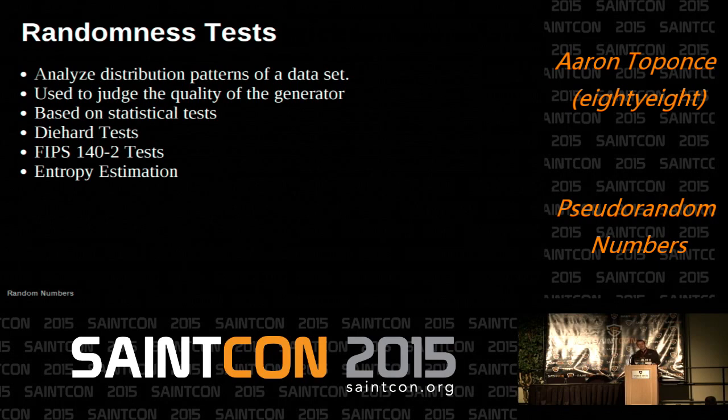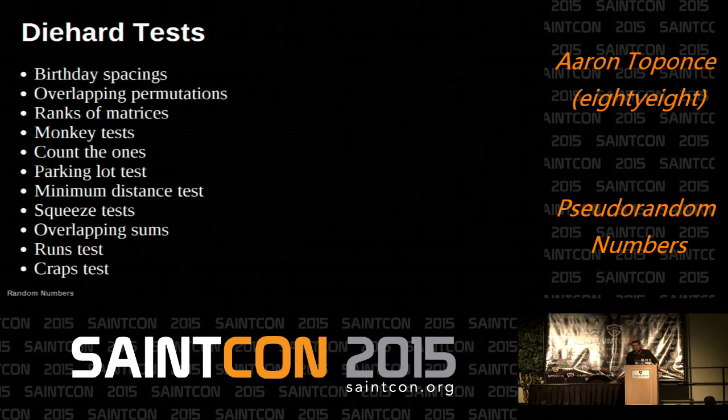There's a few tests out there. There's what's called the Diehard tests. This has a battery of tests that you can run, like the birthday spacings and some other things. There's the NIST standardized FIPS 140-2 tests. And then there's also a user space utility that will do some entropy estimation to determine if it's maximizing the entropy from the generator. Here are the Diehard tests. I'm not going to cover these, just list them and mention them. The birthday spacings, the monkey tests, the parking lot test, and so forth.